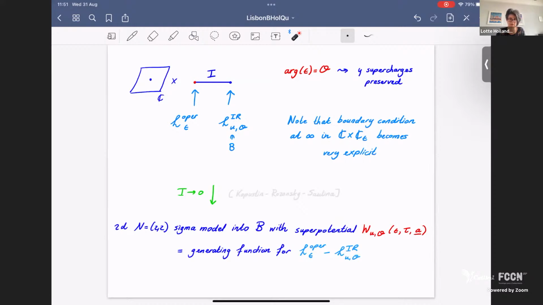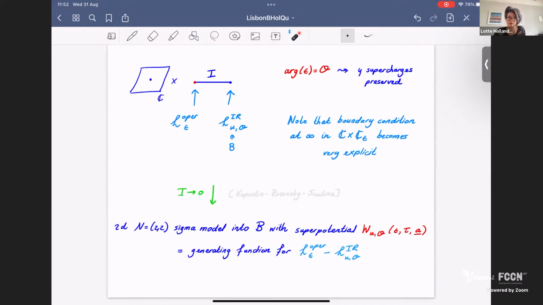Right. So if the argument of epsilon is related to theta in this particular way, then this background preserves four supercharges. And that means that if we now reduce this interval just to a point, we will end up with a two-dimensional n=2,2 sigma model, which will now not go into the full Hitchin moduli space, but just into the base, this Coulomb branch, which is the base of this integrable system, and it will be characterized by a superpotential.